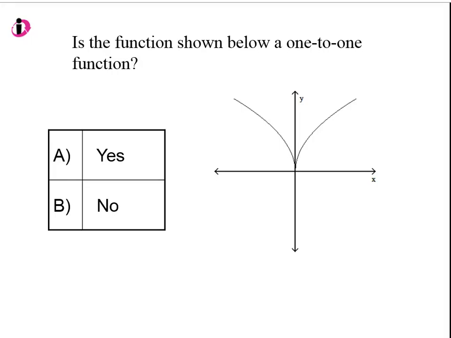And good answer if you said no, it is not one-to-one, right? So this graph would fail the horizontal line test multiple times. So we're going to say that this function is not one-to-one.